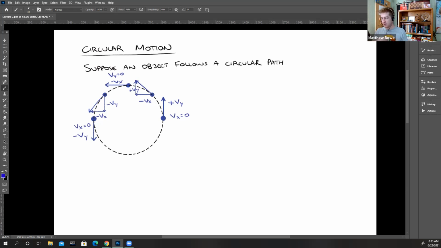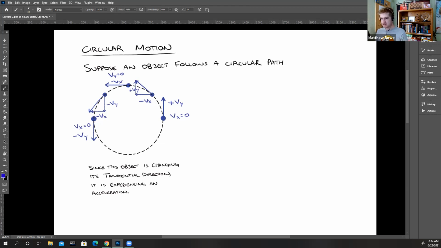So this thing is constantly changing direction. Remember, when the velocity changes, that's an acceleration. So it's constantly accelerating as it moves around the path of a circle, because it's continuously changing its direction. If this thing was to go forever, it's going to be forever changing its direction, constantly experiencing an acceleration.